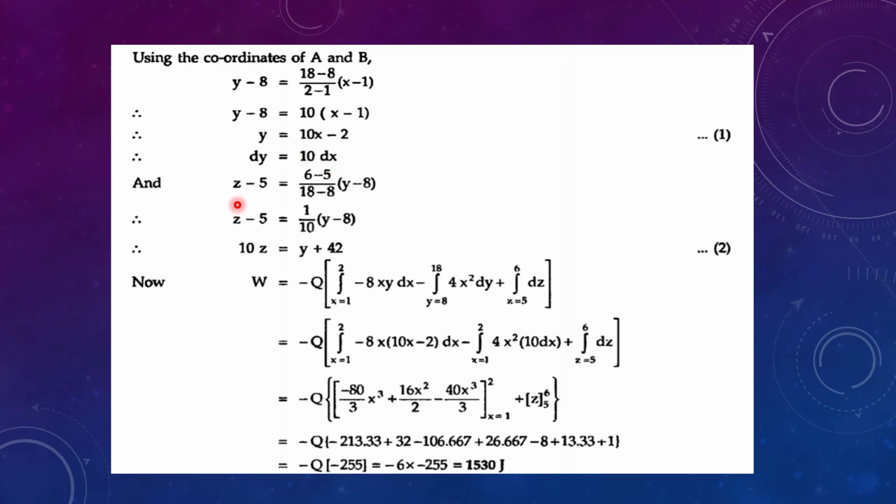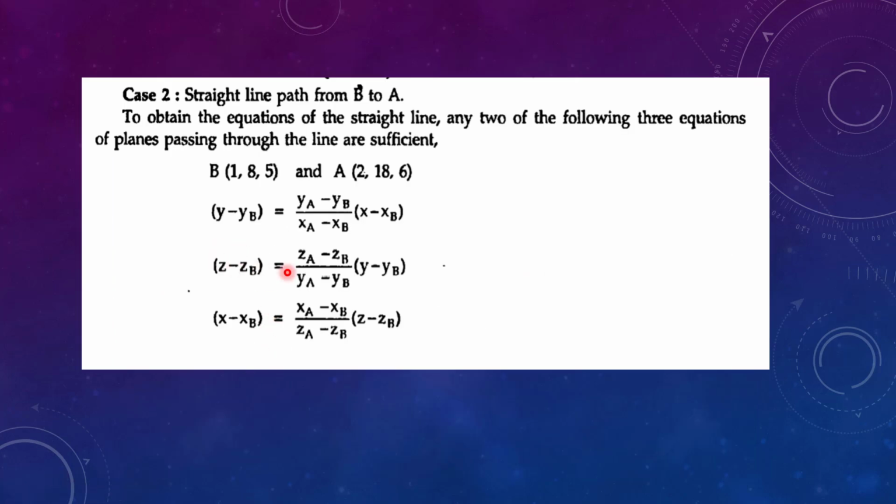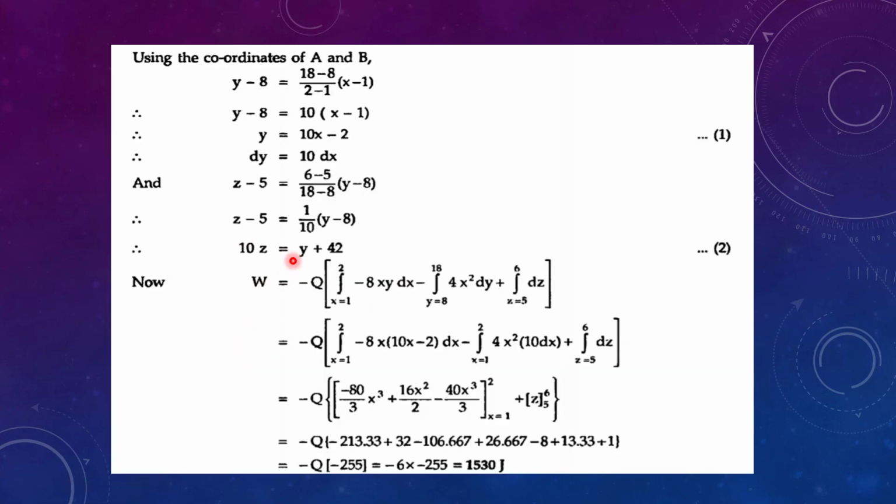And we can find one more equation for z, because the z parameter is also present. If you use the second equation, z minus zb, and find the equation in z and y, then it is z minus 5 equals 1 upon 10 times y minus 8. So 10z is equal to y plus 42. Do we need this equation somewhere? No, you can use it or you can skip it. We only use dy and y.